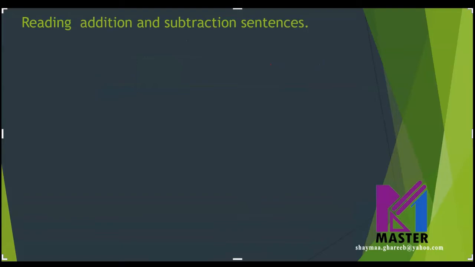Reading addition and subtraction sentences. This is a very simple addition sentence, 9 plus 4, as we used to read it. But it has the same meaning as when we say 4 more than 9. So when we have an addition sentence, we can use the words more than, and we always start with the number after the addition sign. So we read it as 4 more than 9, which means I'm going to count on after 9 for 4 steps. The answer, of course, is 13.